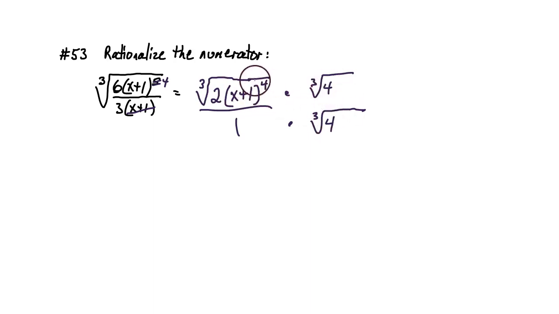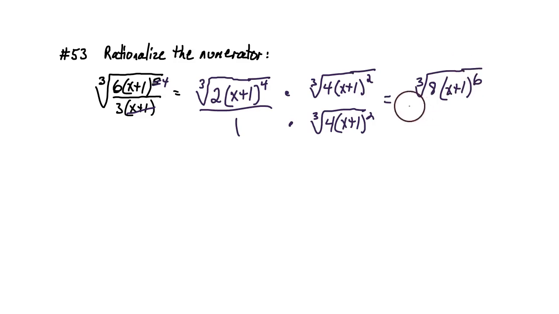Okay, now let's look at this piece. Again, this power did not match that index, nor is it a multiple of the index. So what's the first exponent that you could use that is a multiple of 3? Well, that would be a 6. So we need to multiply by x plus 1 to the 2nd power, because 4 of them and 2 more of them would be 6 of them. Okay, this turns out to be the cube root of 8 times x plus 1 to the 6th power.